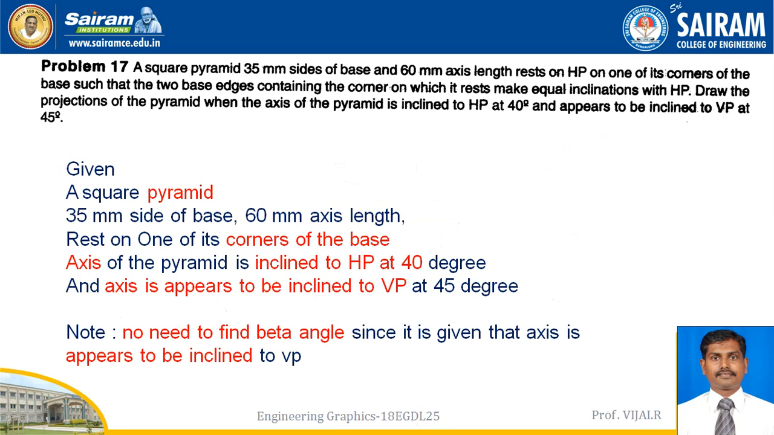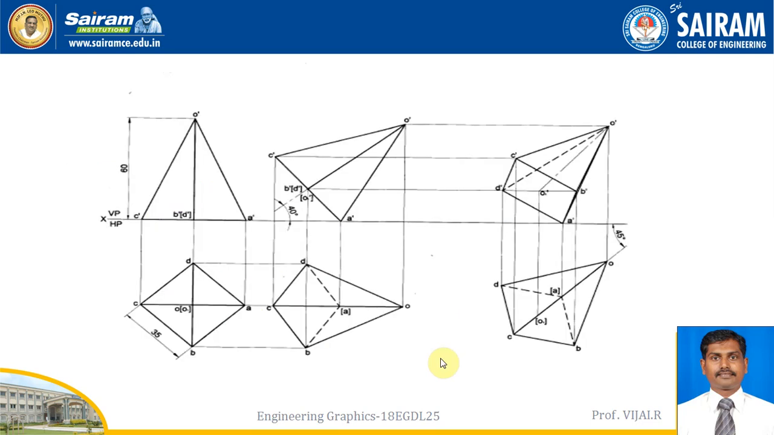Second type of problem, as in the case of prism, it's the same: axis appears to be inclined to VP. The problem number 17 you can see: a square pyramid, size is given, resting on a corner of the base, axis is inclined to HP at 40 degrees, and axis appears to be inclined to VP. So what we have to see is the front view initial position, inclined this and inclined this here. That is the axis inclination. So appears to be inclined is given.